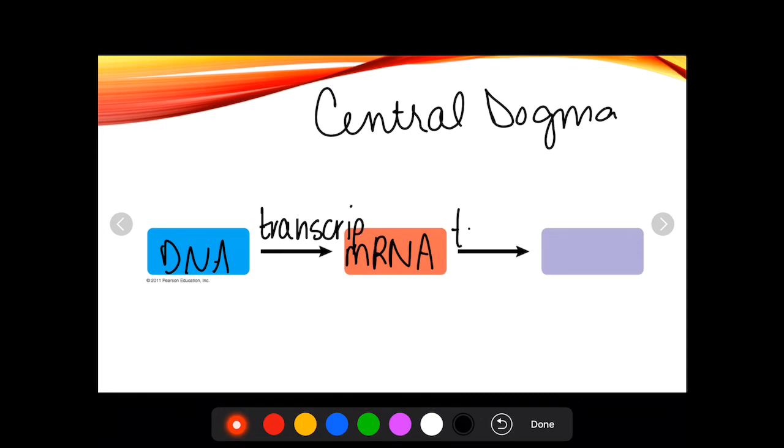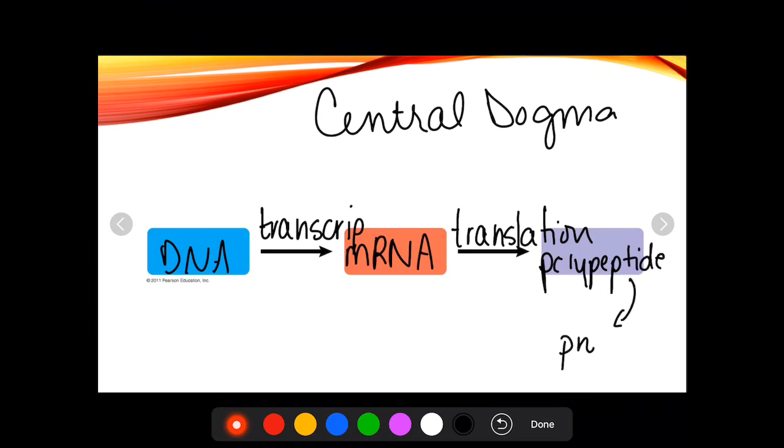And that mRNA does translation to make... give me a better word than protein... polypeptide. Okay, the polypeptide has to be then folded to make the protein.